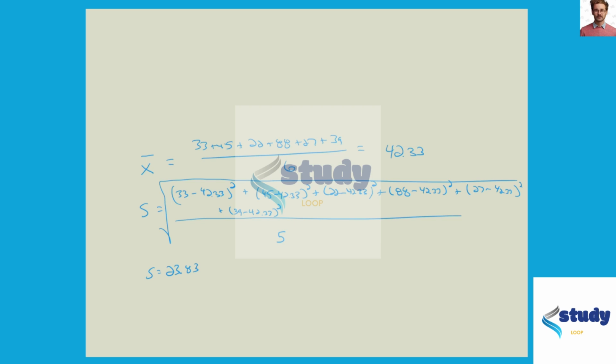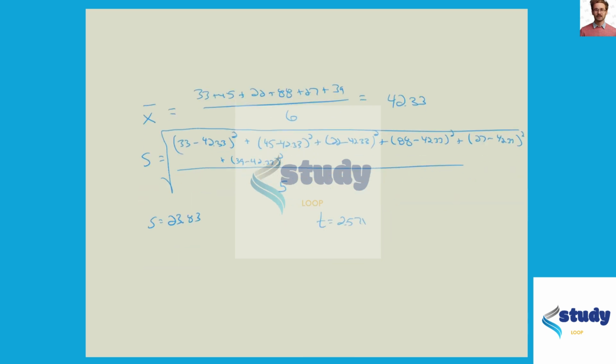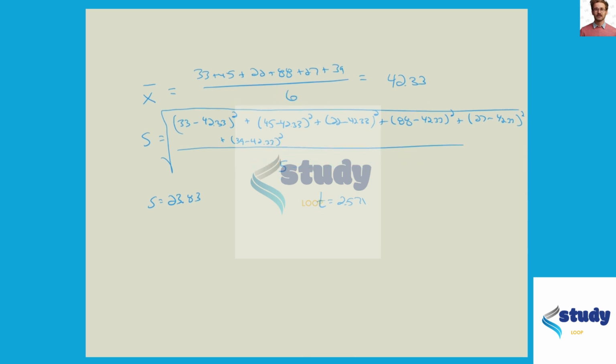So next we need to find the t-value for a 95% confidence level with 5 degrees of freedom, because that's one less than the sample size. And using a t-distribution table or a calculator, we find the t-value to be 2.571. Look that up in the t-table with degrees of freedom of 5.